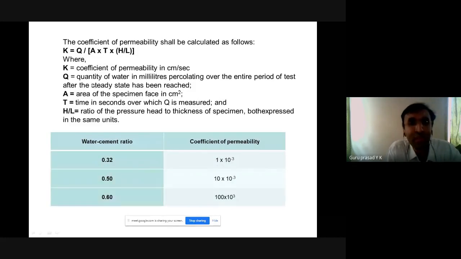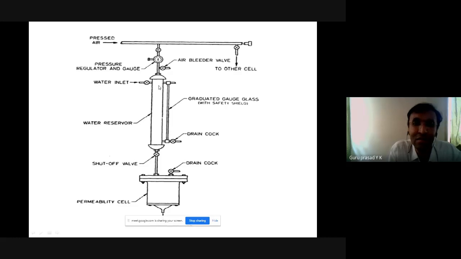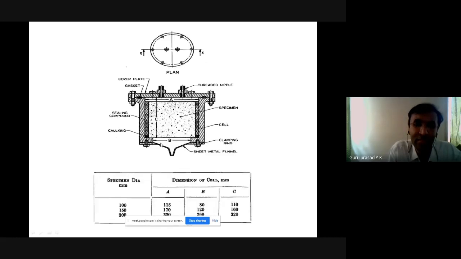So the coefficient of permeability is measured as K equals Q divided by A into T into H by L. I'll explain that very swiftly. What is Q? The quantity of water in milliliters percolating over the entire period of test after the steady state has been reached. What do you mean by steady state? You maintain a certain pressure and allow the water to percolate steadily over a period of time. This is your chamber, and you put your concrete cube here.